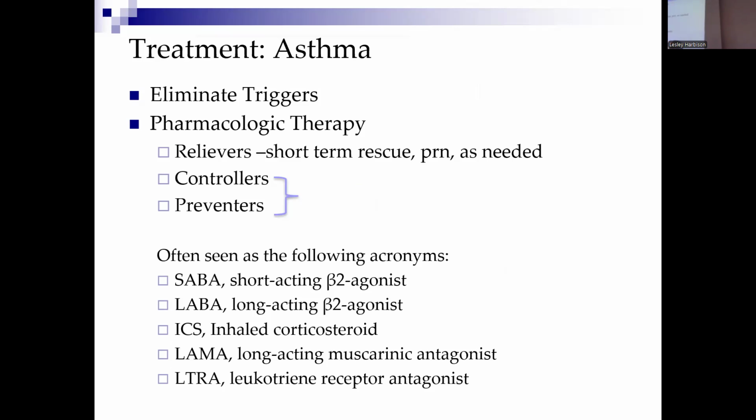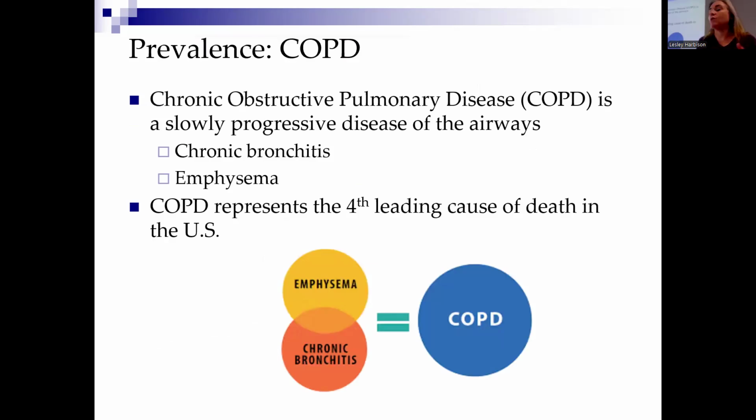Long acting beta agonist, inhaled corticosteroid, long acting muscarinic antagonist. We haven't seen M for a while, muscarinic. And then leukotriene receptor antagonists. These two are agonists, these are antagonists. So we'll look at those a little bit closer.